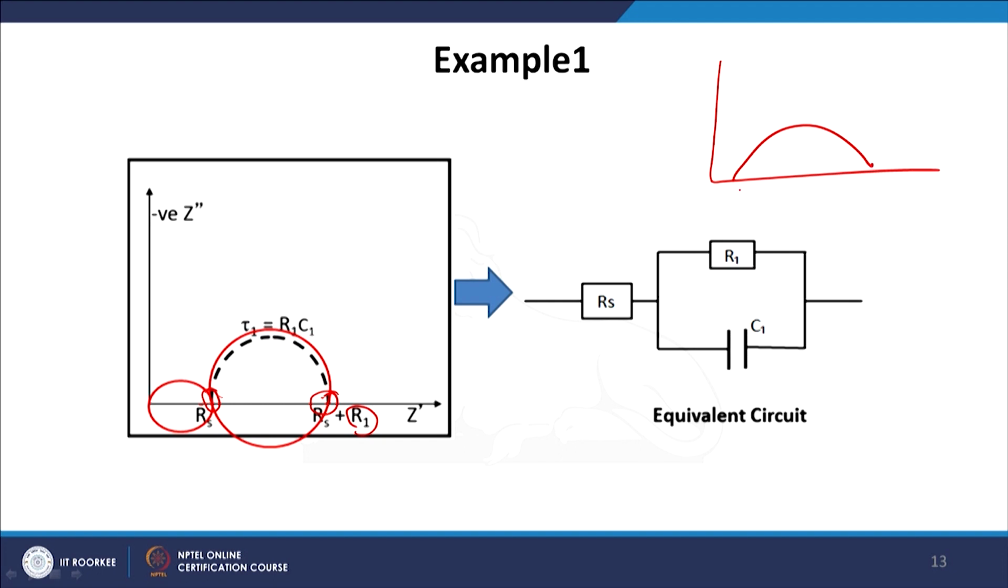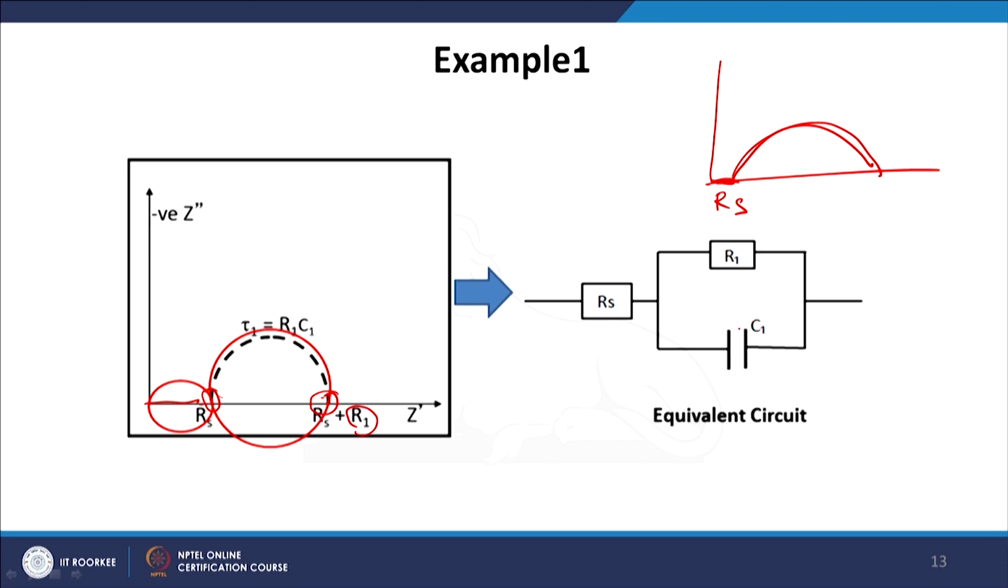Now, in addition to that, you have a resistance which is connected in series, that is why there is a displacement along the x axis. There is a displacement by the amount of Rs along the x axis, and then there is a parallel combination of the resistance and the capacitance. So, if we draw the equivalent circuit, it will be a resistance Rs which is connected in series with a resistance R1 and capacitance C1 which are connected in parallel with each other.